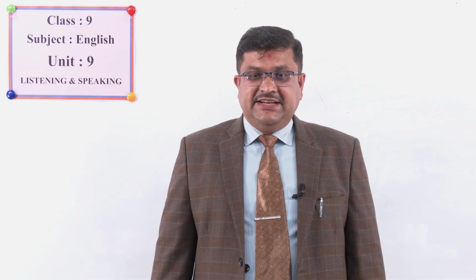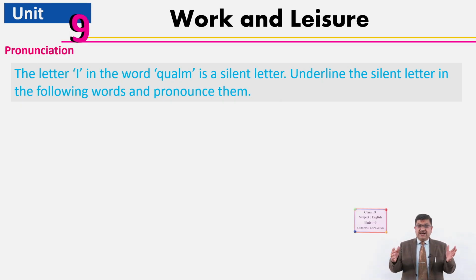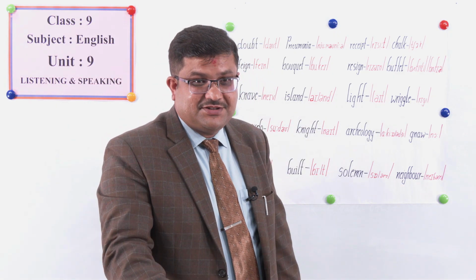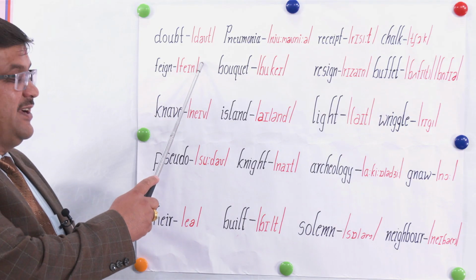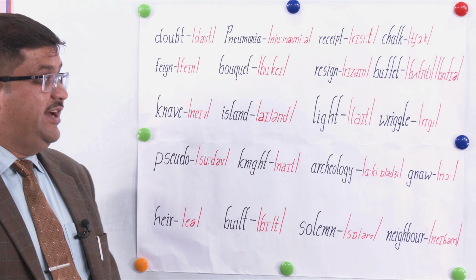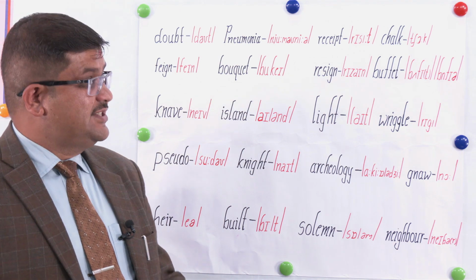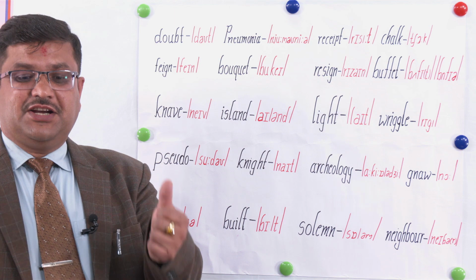Now, the letter L in the word calm is a silent letter. Underline the silent letter in the following words and pronounce them. So, look at the board. All right, are you all ready, student? Okay. So, let us practice pronouncing the following words and try to identify the silent letters in them. Can you do it? Good.